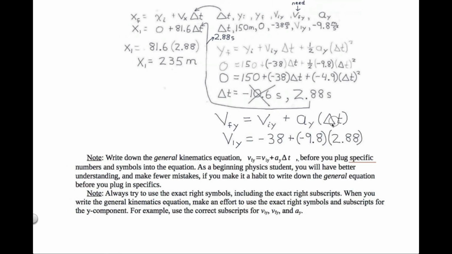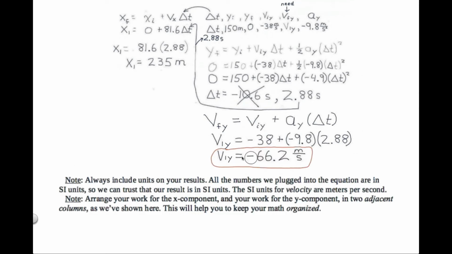For delta t, we plug in the value we determined in part A, 2.88 seconds. Be careful to include the crucial negative signs on v initial y and a sub y. This equation now has only one unknown, so we can now determine the value for v sub 1y. Our result is that v sub 1y equals negative 66.2 meters per second.